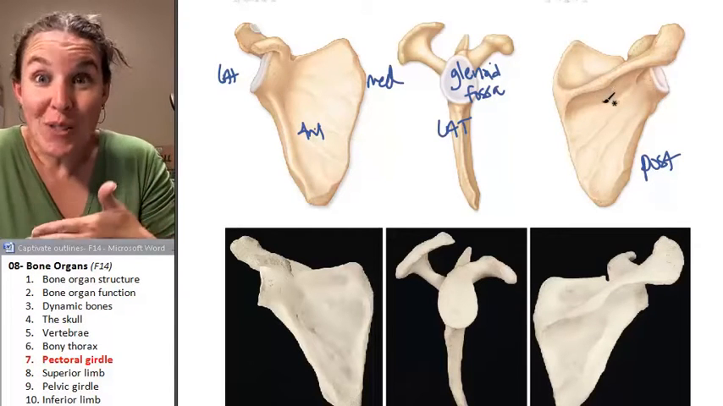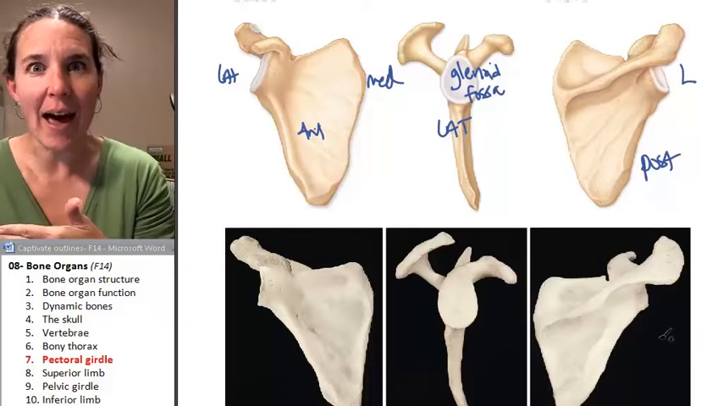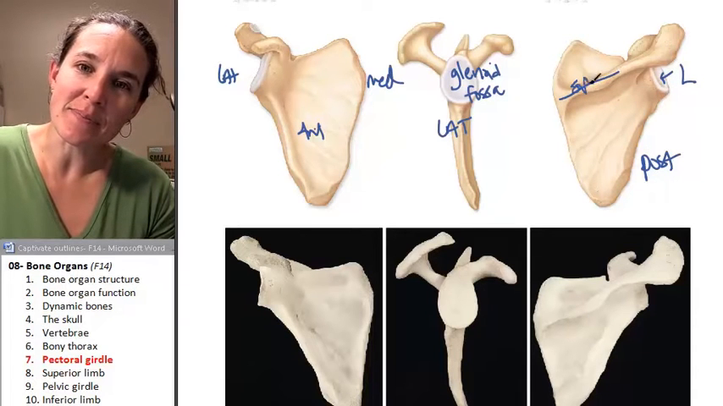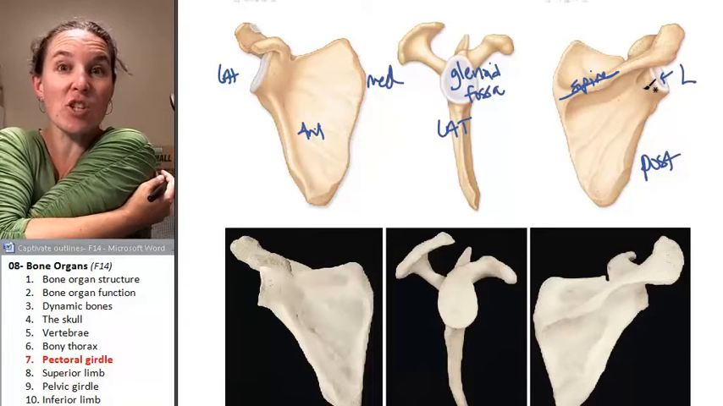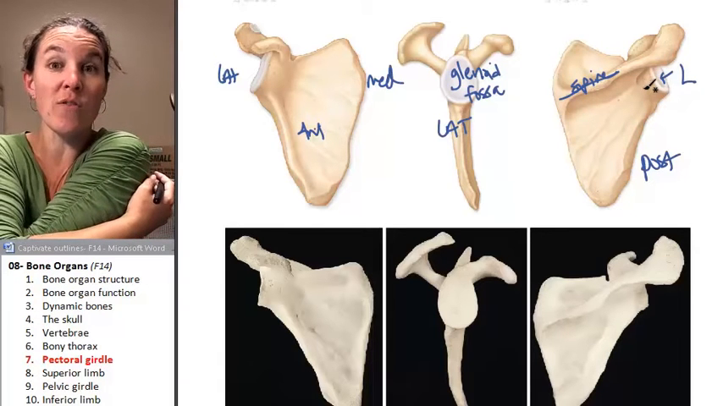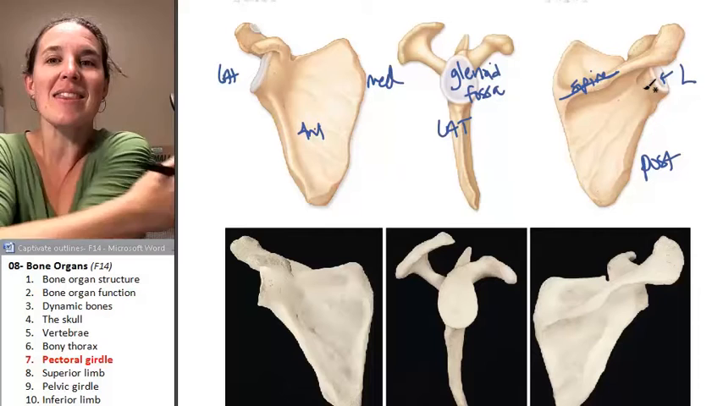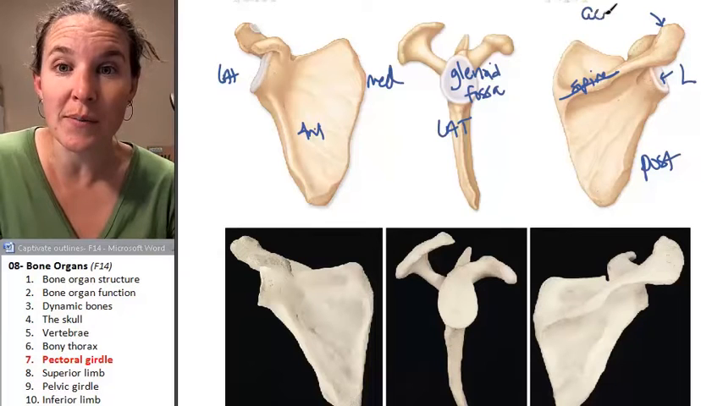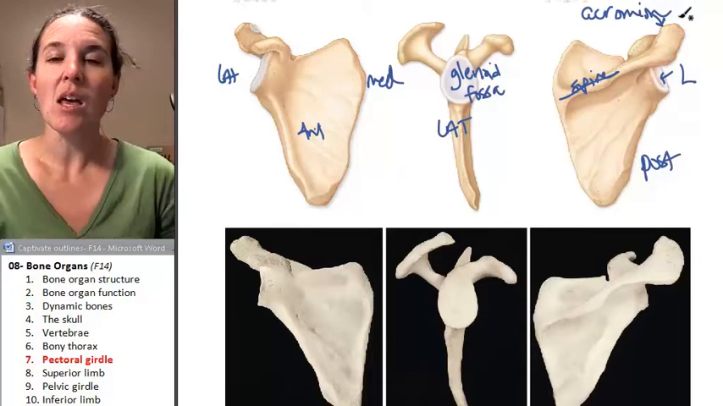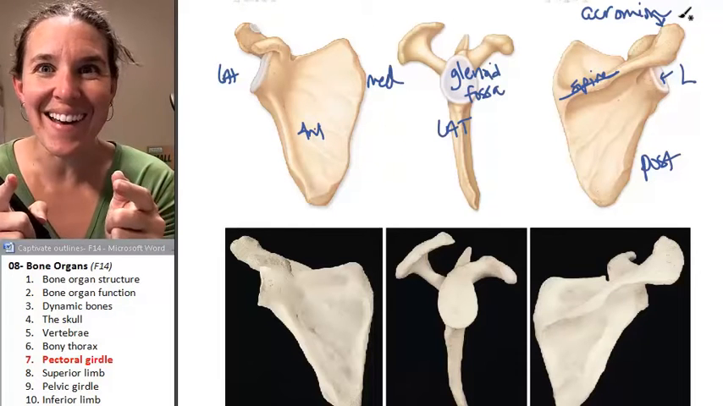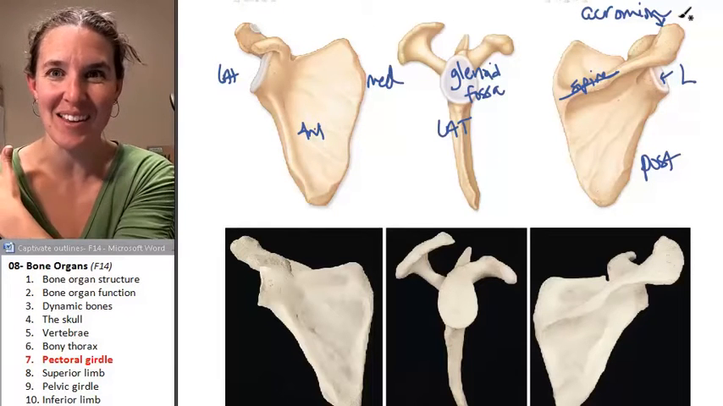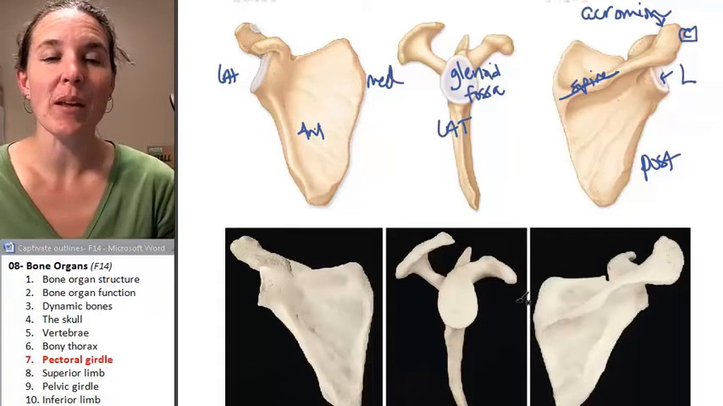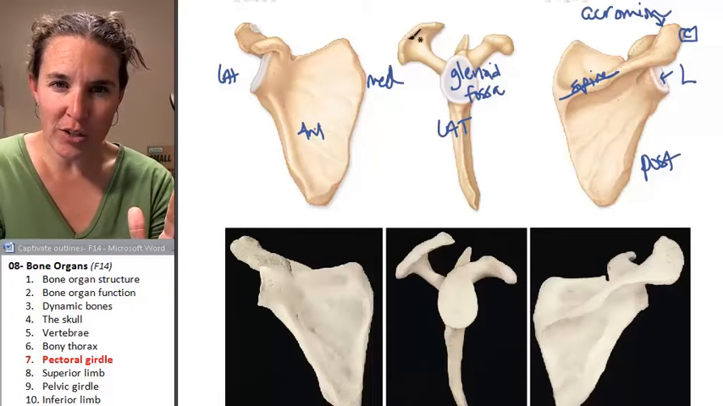If you look at the posterior aspect heading lateral, because here's the glenoid fossa, you'll see a spine. You can feel your spine. Go ahead and palpate your scapula. You can feel the spine of your scapula. The spine of the scapula terminates in a giant bump called the acromion. The acromion is where the clavicle articulates with the scapula. So the clavicle is going to attach to the acromion.